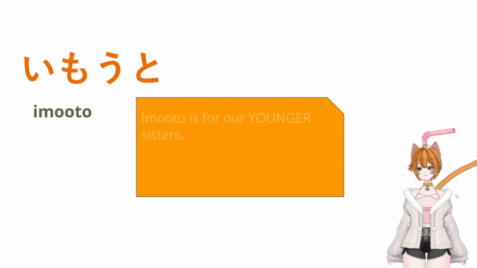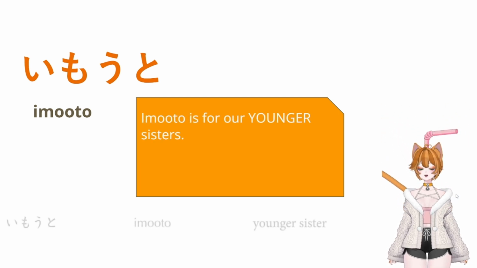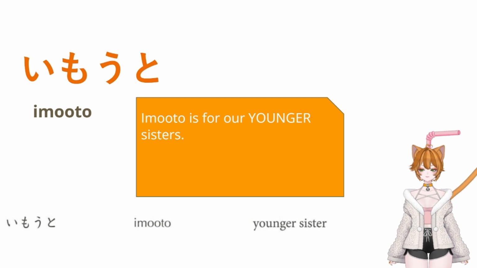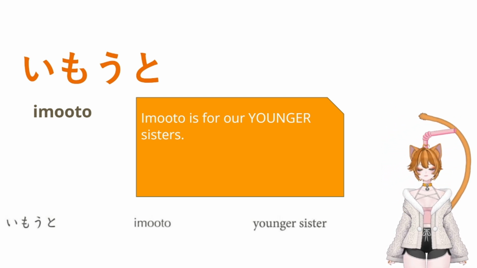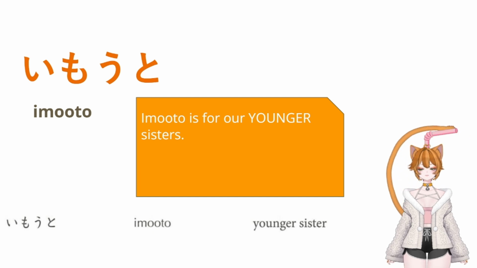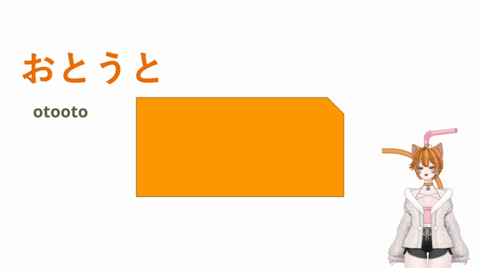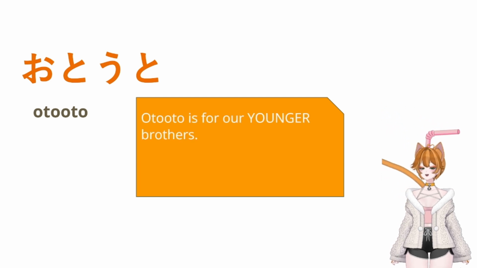Next is imoto. Imoto is for our younger sister. Our next one is ototo. Ototo is our younger brother.